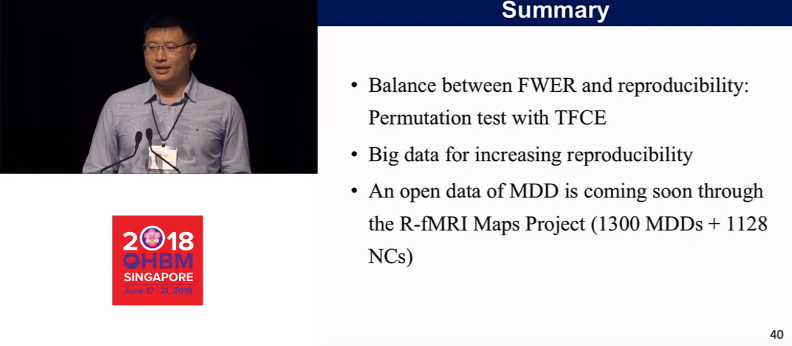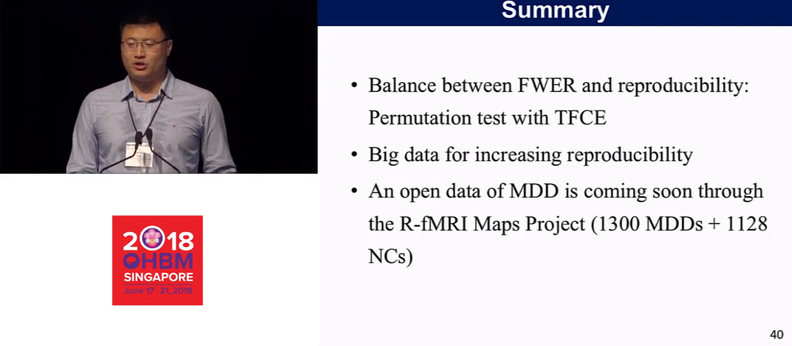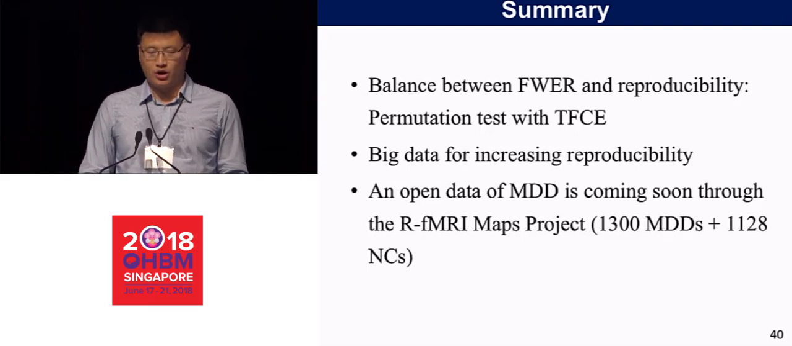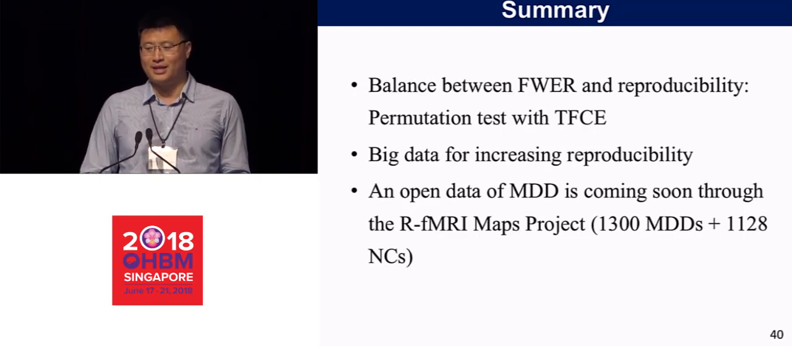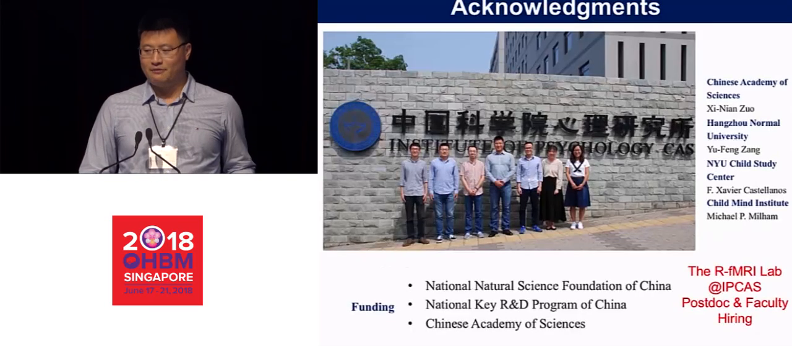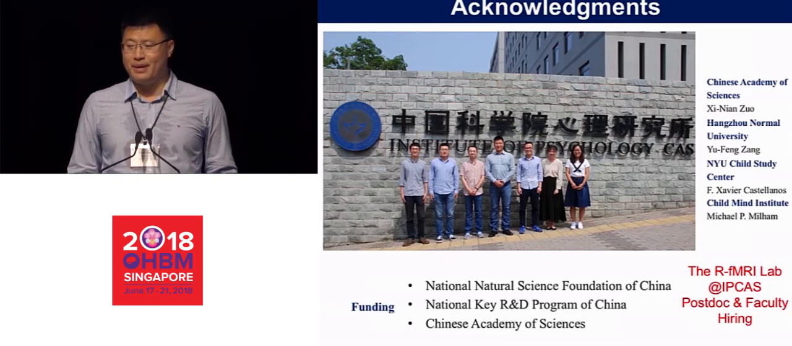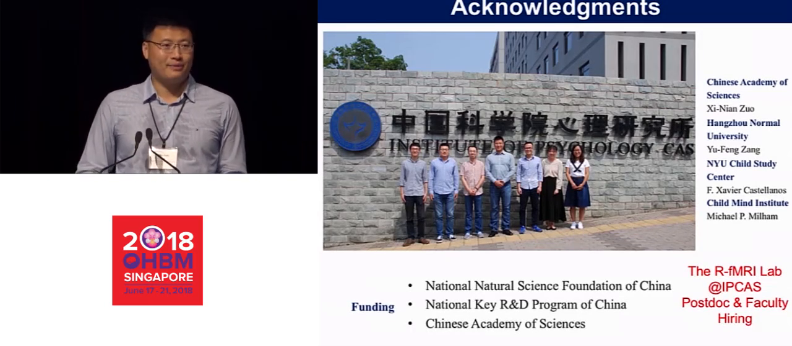So basically, the summary is the balance between FWER and reproducibility. Permutation test with TFCE may be a good choice, and we should increase our sample size to increase reproducibility. And there's open data of MDD coming soon, maybe later this year, through the R-fMRI project. And finally, I would like to thank my lab members, collaborators, and funding. Thank you very much.